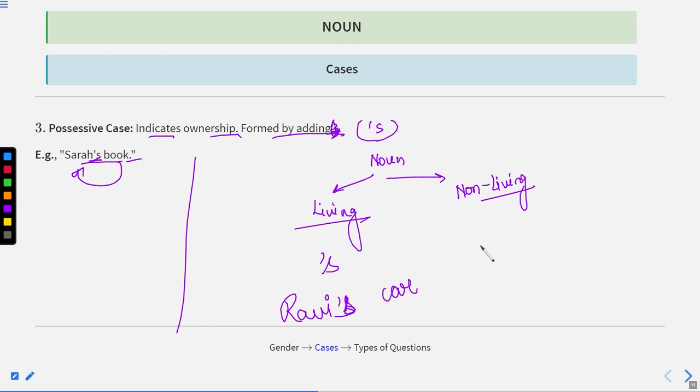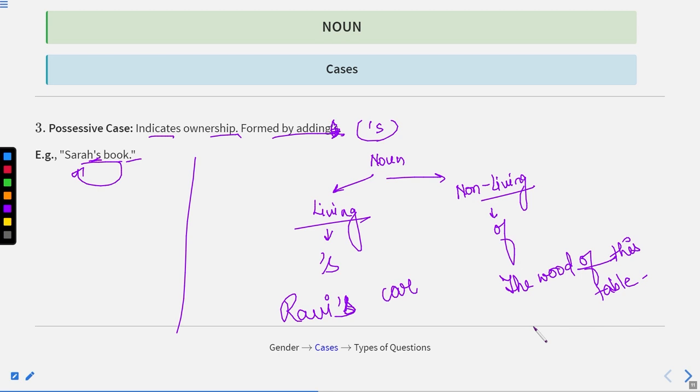But for a non-living thing, we use the preposition of to show the possession. For example, the wood of this table. It means I'm talking about the wood which belongs to this table, or of which this table is made. So the wood of this table. For a non-living thing, I have used the word of, whereas to show the possession of a living being, I have used apostrophe s.